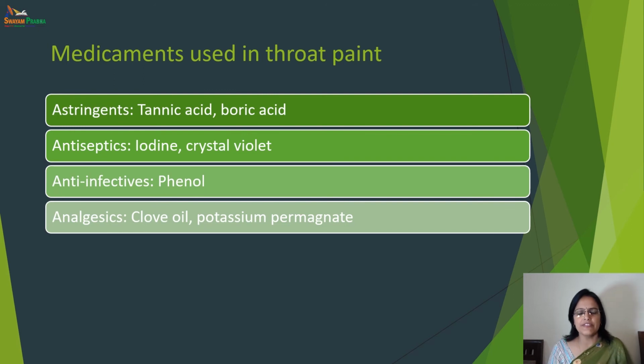Now medicaments which are used in throat paint: astringent, antiseptics, anti-infectives and analgesics. Okay, now astringents, you can take example of tannic acid, boric acid, antiseptic iodine, crystal violet, anti-infective like phenol, analgesics, okay, clove oil, potassium permanganate. These are the examples, and this is the list of medicaments which are used in throat paint.